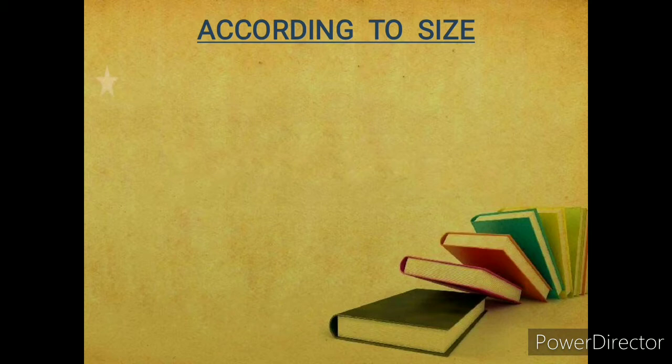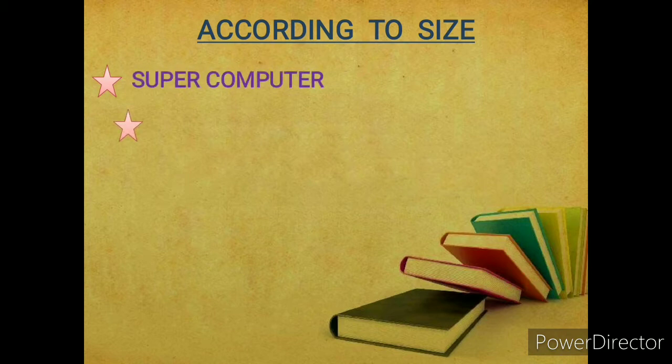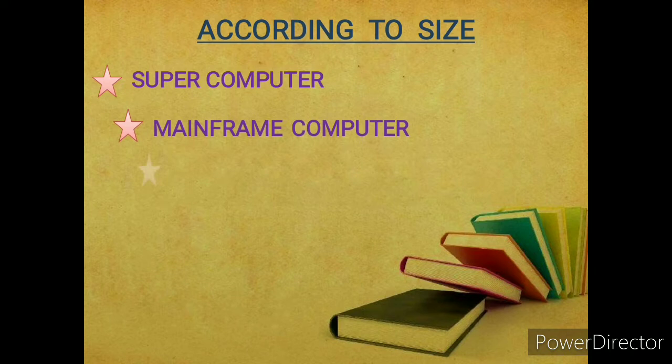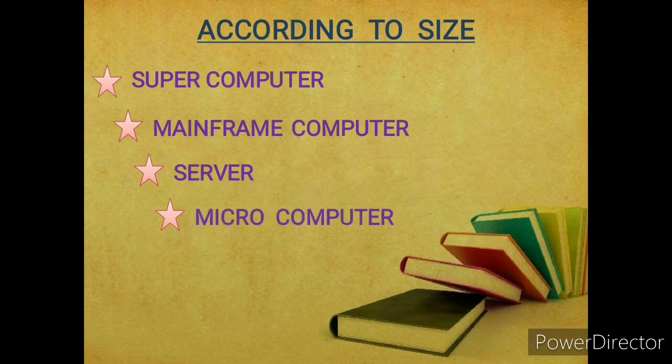Second category of computer is according to size. According to size, computers can be divided into 5 groups. First is supercomputer, second mainframe computer, third server, fourth microcomputer and the last is mobile device.